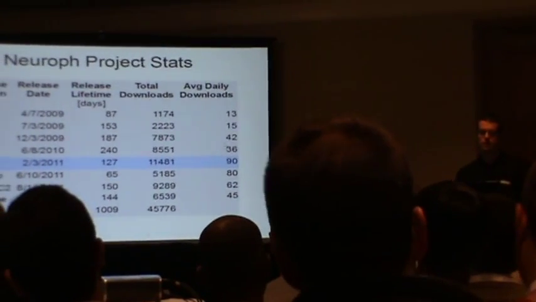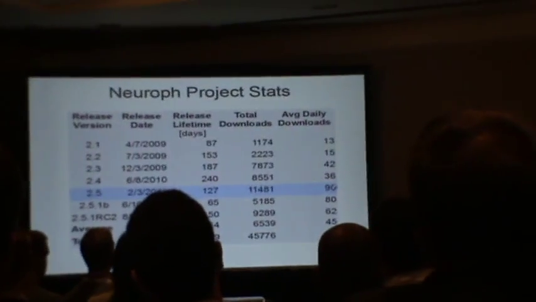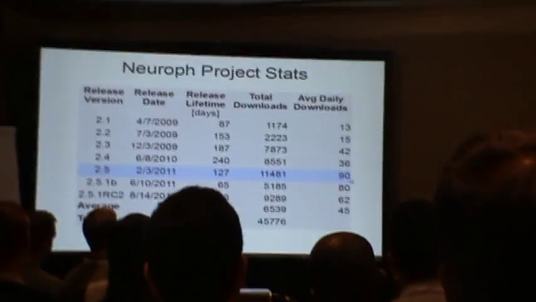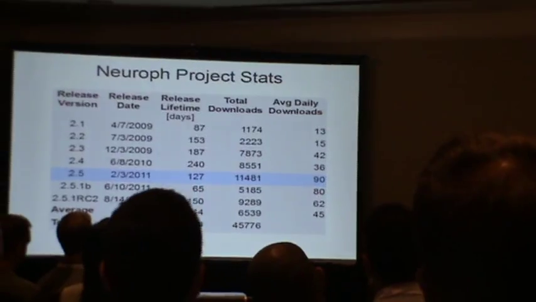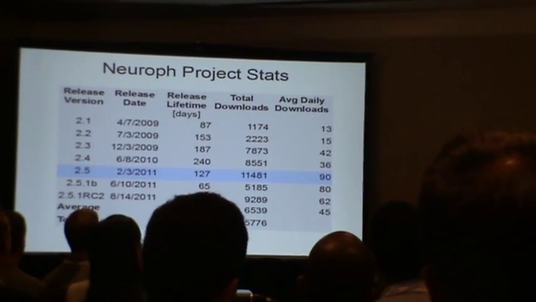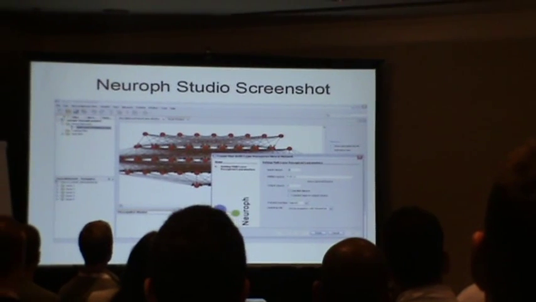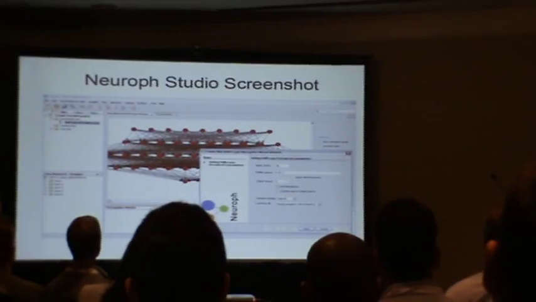But if you take a look at average daily downloads, you can see that we have jumped from 36 to 90 downloads per day, which is a really big thing for our framework, because suddenly it became very easy to use and intuitive to users, and it could do more powerful stuff. So this is the screenshot of how the Neuroph Studio application looks like.